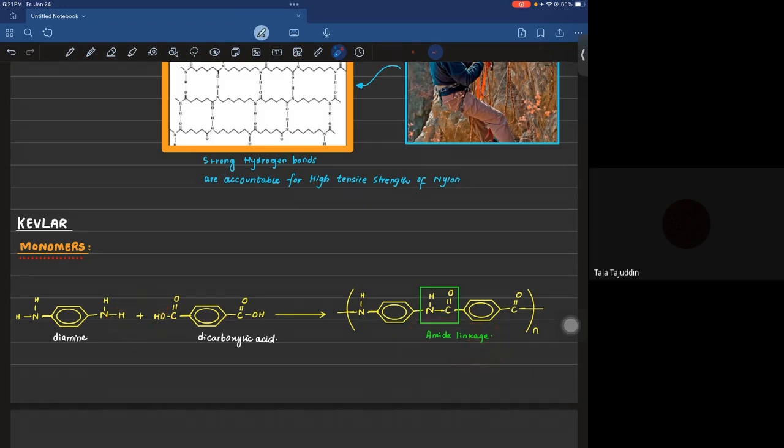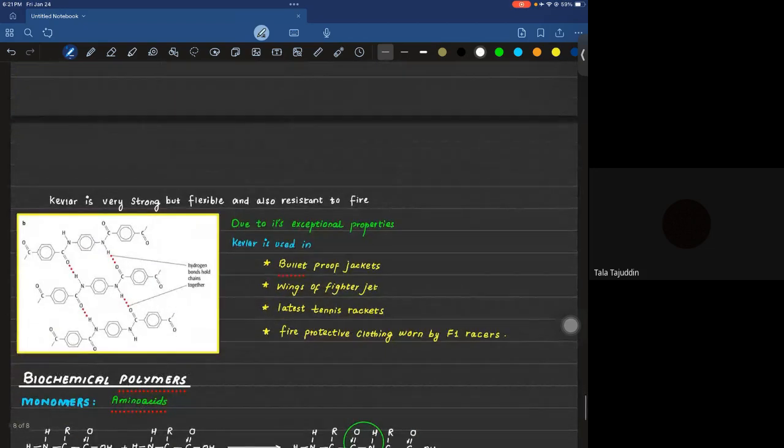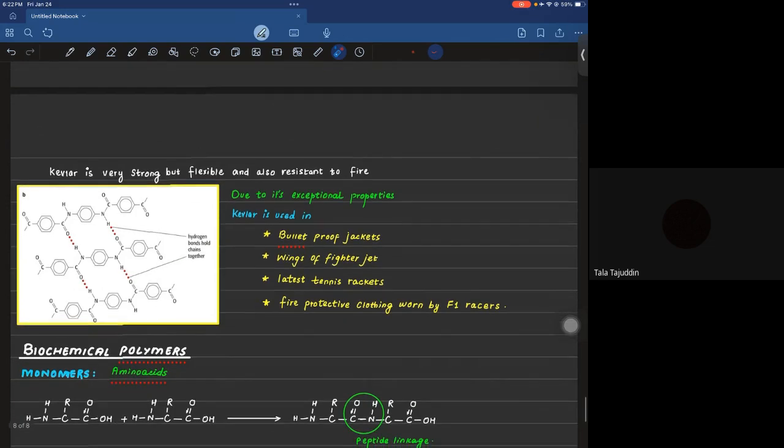This is the Kevlar polymer. Remember, okay? So again, the same thing. This is your Kevlar, which is very strong and flexible. Why? Again, I would say hydrogen bonding. Due to its exceptional properties, it contains very strong hydrogen bonds, and you can see how the hydrogen bonds are shown in this structure. A lot of hydrogen bonds you can see.